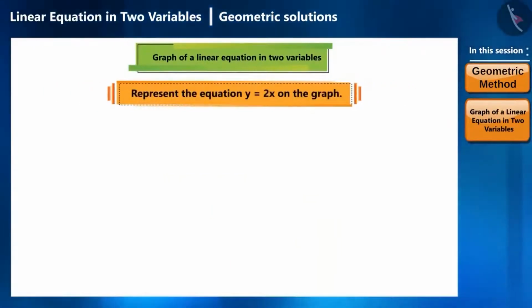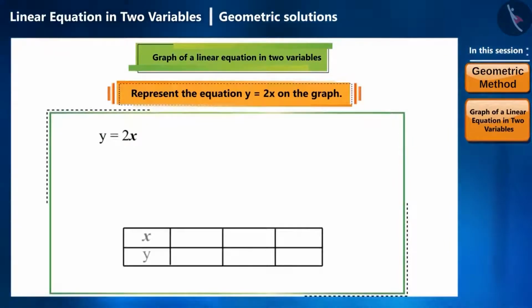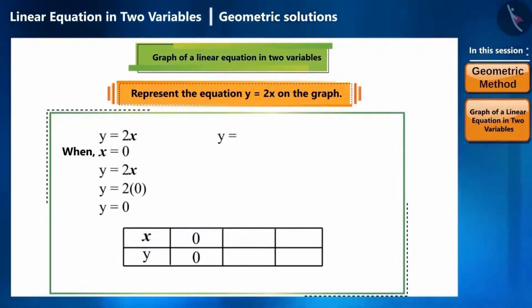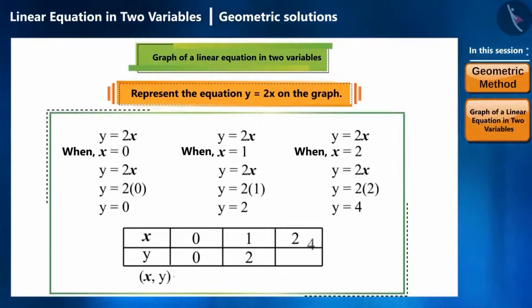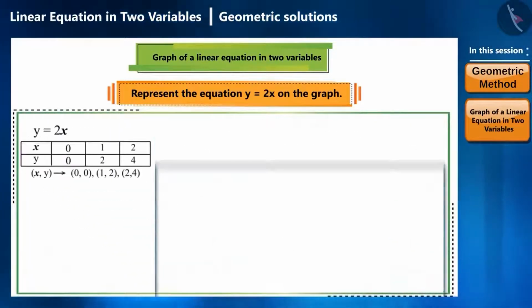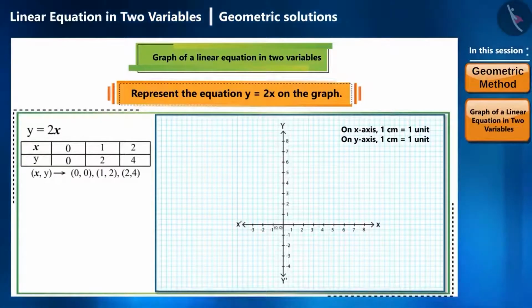Let's see another example. Represent the given equation on the graph: y is equal to 2x. First, let's find the coordinate points. We got the points (0, 0), (1, 2) and (2, 4). Let's represent them now on a graph. First, we will draw the x and y axis and mark the correct units. Now we will plot the points.